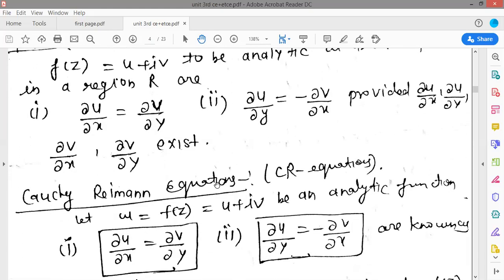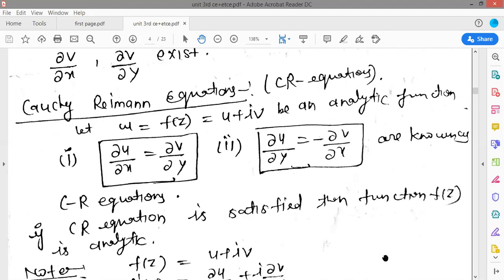Next one, Cauchy-Riemann equations, that means CR equations. Let w = f(z) = u + iv be an analytic function. So this first equation and this second equation are known as Cauchy-Riemann equations or CR equations. If the CR equations are satisfied, then the function f(z) is an analytic function. That means these derivatives must exist, and if both conditions are satisfied, then we can say your function f(z) is an analytic function.